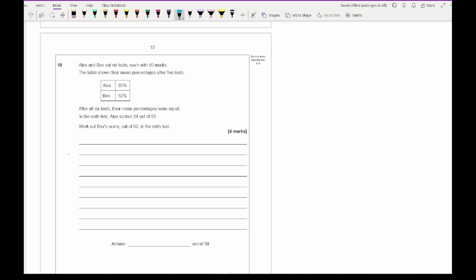Now this one you might be thinking, well, I'm not being given any information, but what we do know is, let's work out first what the total score is for each person.